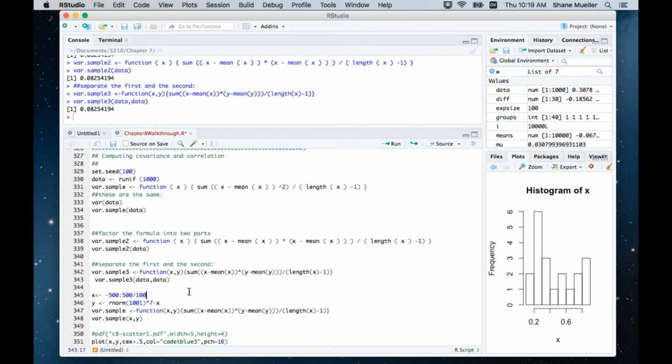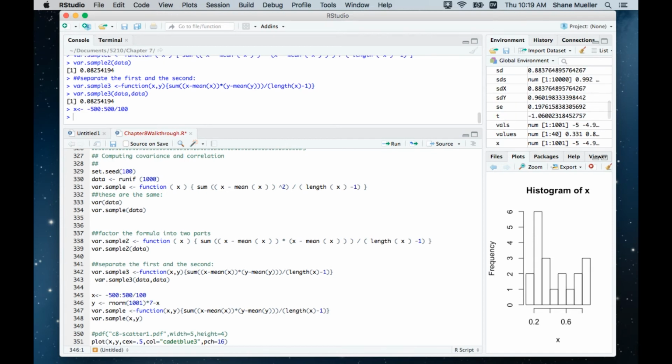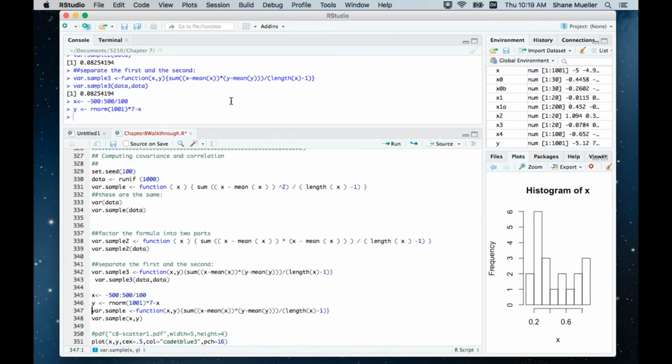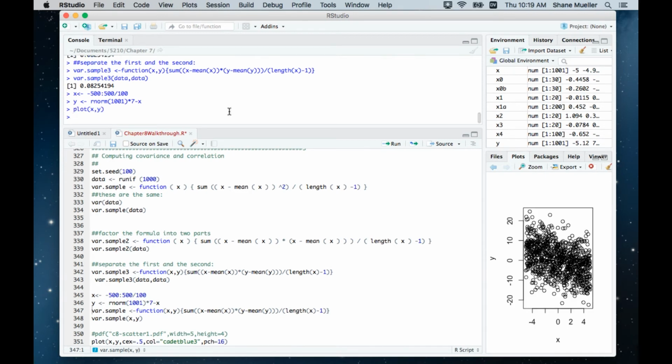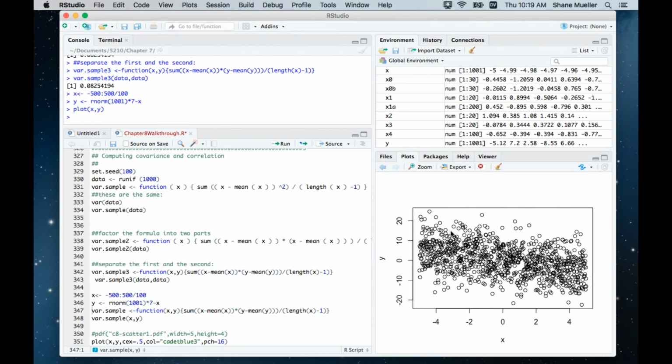Okay, so now let me take this formula and I'll calculate a new set of values, y. So if we plot x versus y, you can see that they are negatively correlated. The correlation is visible. You can see that there's a difference, but it's not very strong. And so maybe we want a measure of how strongly these are correlated.